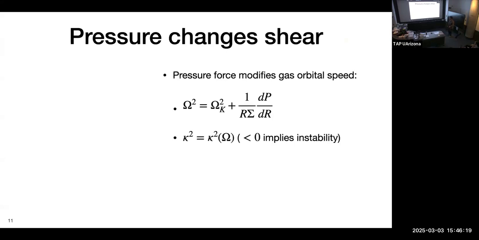But that's for strictly Keplerian disks, and pressure actually changes the motion of gas, so it affects the shear that is felt by gas. Basically, by this equation, you have the actual orbital frequency that is Keplerian and modified by this pressure gradient.